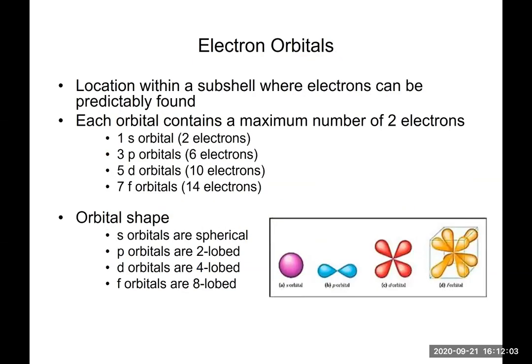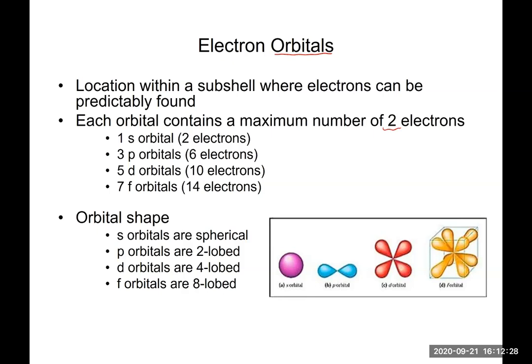Now let's talk about electron orbitals. The electron orbitals are a location within a subshell where electrons can be predictably found. Each orbital contains a maximum of 2 electrons. So this is something that you've just got to commit to memory, like the formula that was on the other page, and also the shell numbers, and also what subshell numbers are.